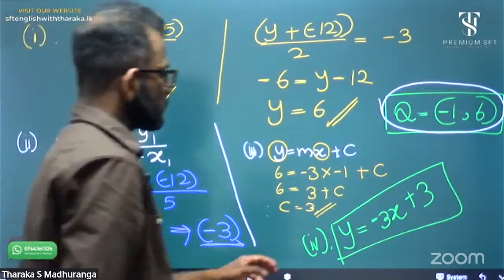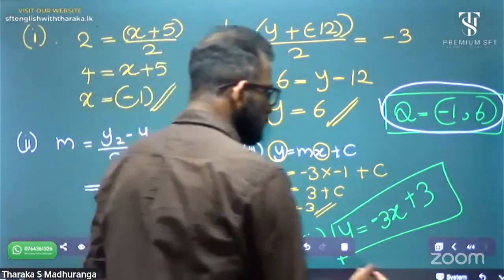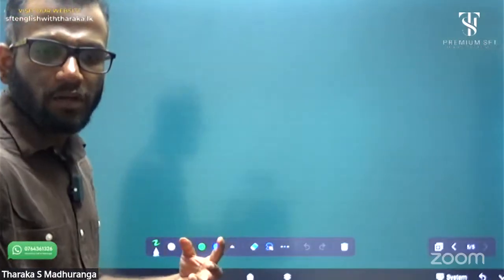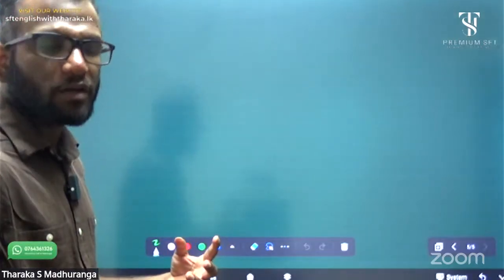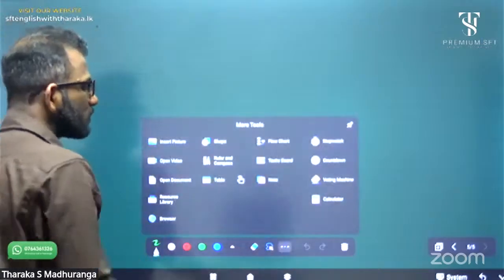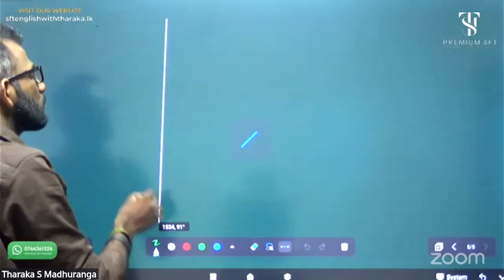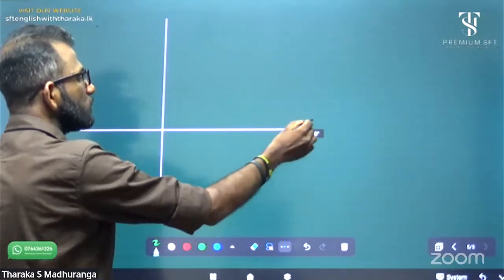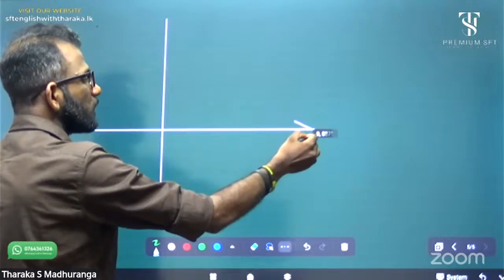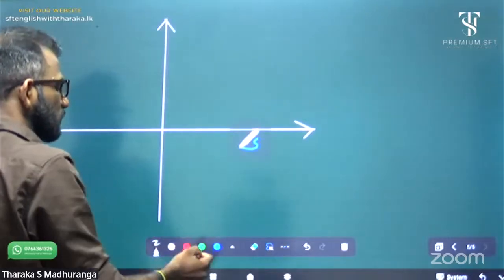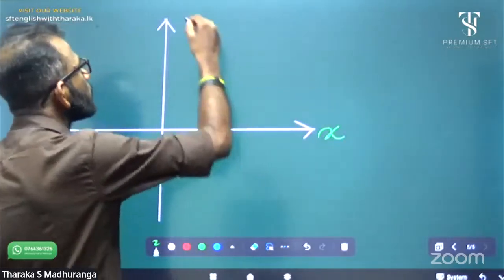Okay, next one. Final question. Now you already know the equation, gradient, intercept, everything you found. Now what is your question? Draw a rough sketch diagram in your book on a Cartesian plane of this straight line. This is the x-axis and this is the y-axis.